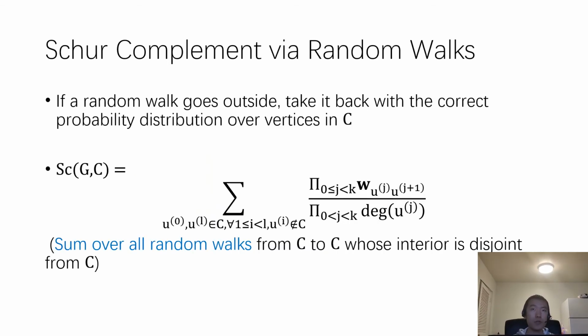Because we have a combinatorial interpretation of the electrical flow by random walks, the Schur complement can also be explained this way. Remember that the electrical flow is the expected trajectory of a random walk from S to T. So to eliminate some of the vertices and get an equivalent graph on the remaining subset C, the Schur complement should bring any random walk back with the correct distribution on vertices once it goes out from C. So we would like to calculate the distribution of the returning vertex of that random walk. So this formula just says that the Schur complement is the weighted sum of all random walks from C back to C whose interior is disjoint from C.